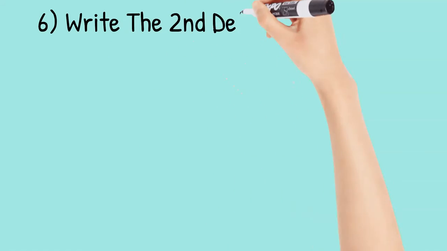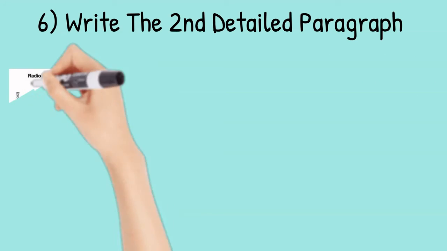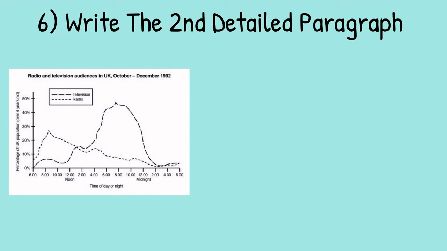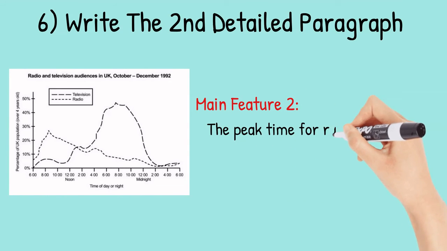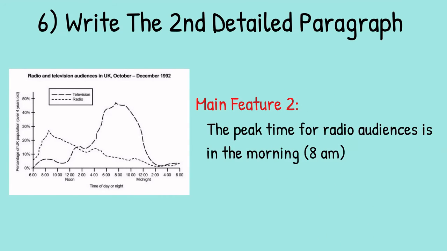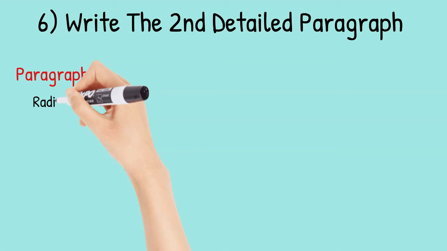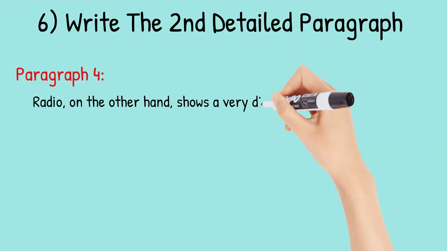Next is how to write the second detailed paragraph. For the fourth and final paragraph, you do the same thing for your second key feature. Main feature 2. The peak time for radio audiences is in the morning, that is 8 a.m. Here's an example of what you could write for paragraph 4. Radio, on the other hand, shows a very different trend.